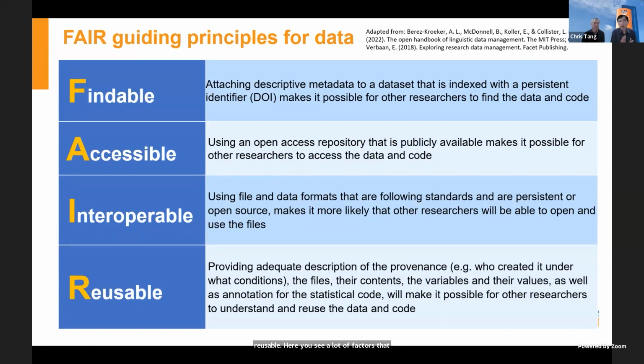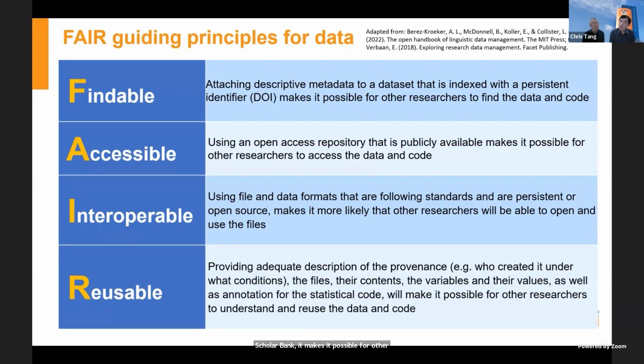So when you try to make your data findable, you're attaching descriptive metadata to a data set, and you index it with a persistent identifier, something like a DOI. And that makes it possible for other researchers to find the data and code. Then you make your data accessible. By using an open access repository that is publicly available, like ScholarBank, it makes it possible for other researchers to access that data and code.